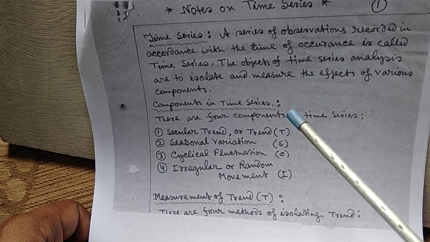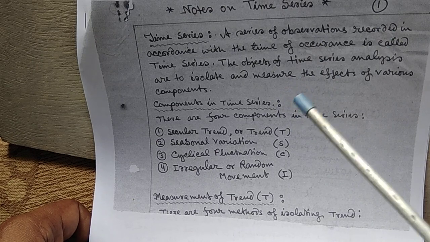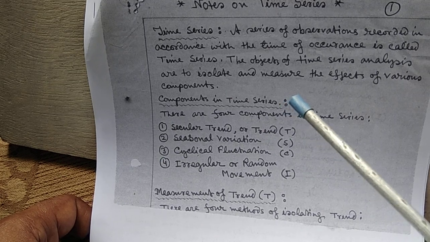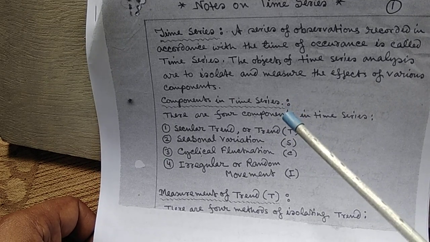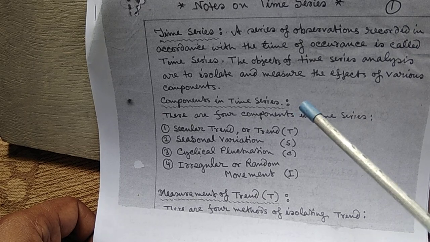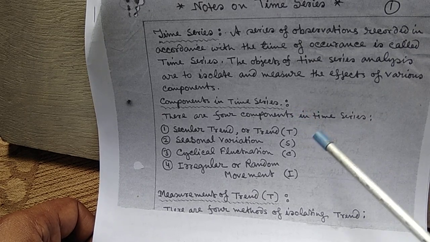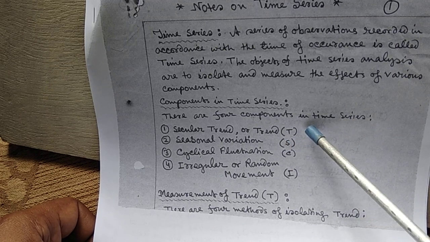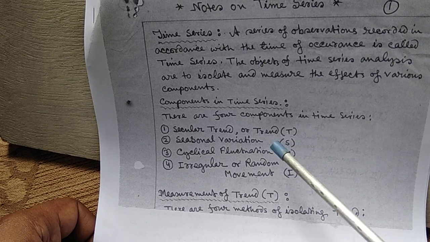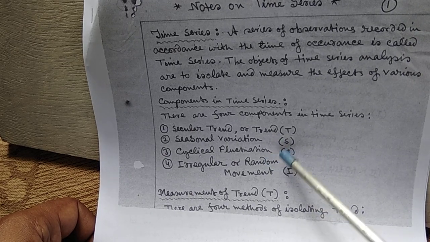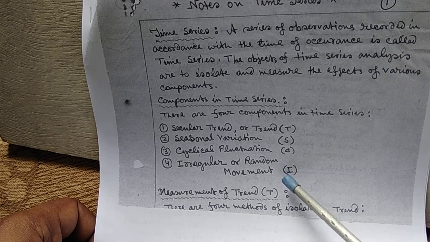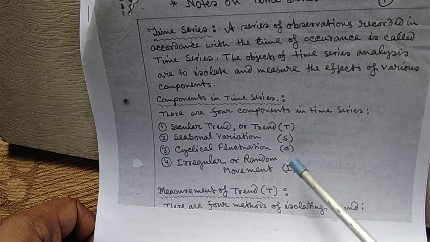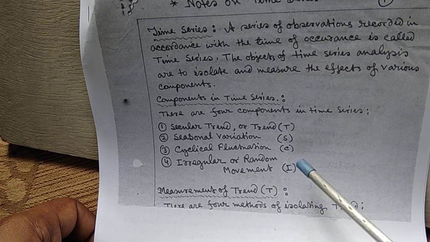The objectives of time series analysis are to isolate and measure the effects of various components. So we have to know what the components in a time series are. There are 4 components. Number 1, secular trend or simply trend. Number 2, seasonal variation. Number 3, cyclical fluctuation. And number 4, irregular or random movement. So our objective is to isolate and measure these components in a time series.